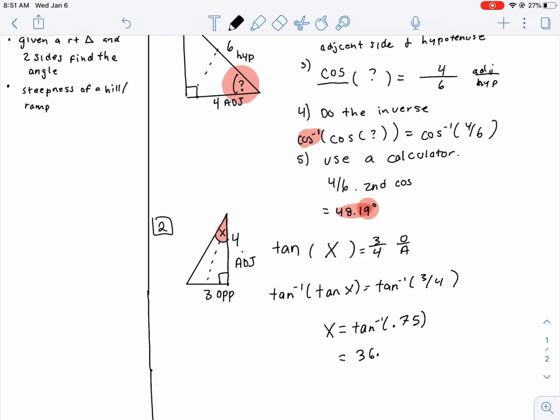And then that will get you a grand total of 36.869. Well, I don't want to write all these decimals. I'm going to round it to the second decimal place. And then 9 will make the 6 become a 7. And we'll write a little dot above to mean that that is an angle. And that is my answer.